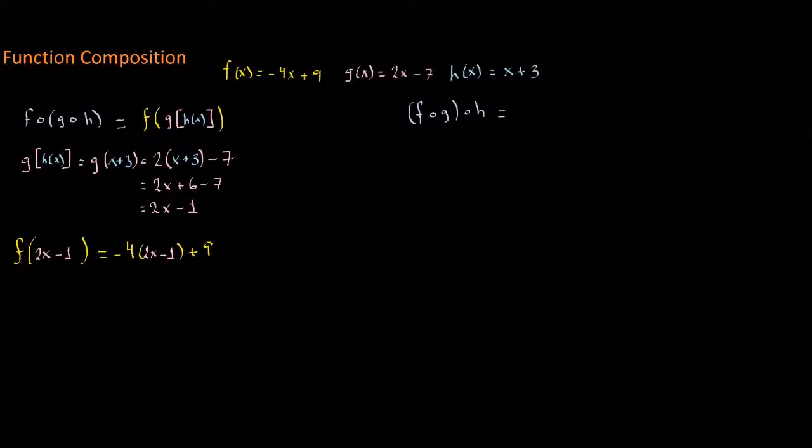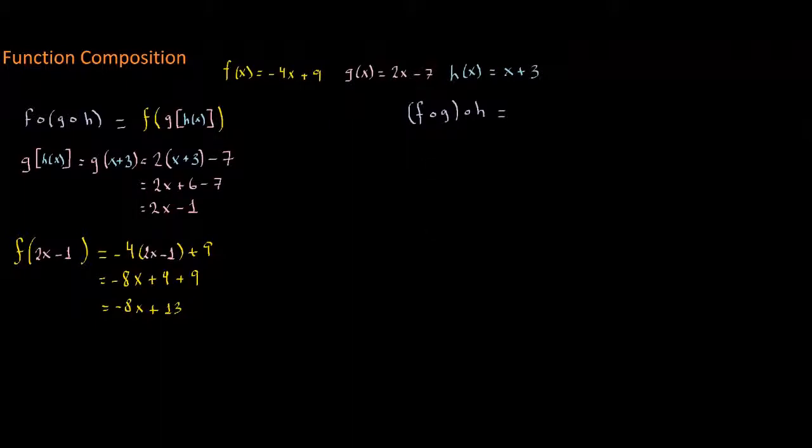And I'm going to solve this out. It will be equal to negative 8 times x plus 4 plus 9. And we get as a result negative 8 times x plus 13. It is too ugly. Like here. And this is just the result of f composed of g composed of h, or in other words, f of g of h.